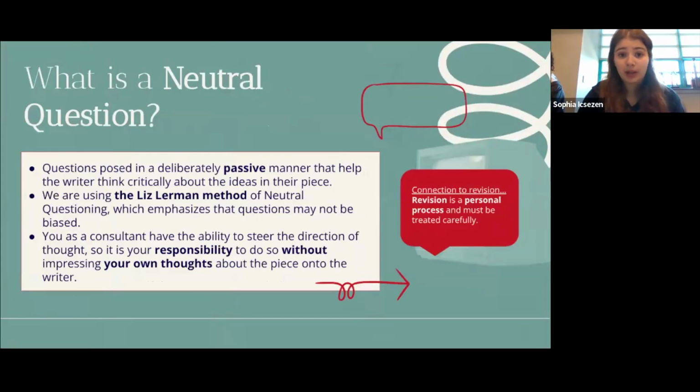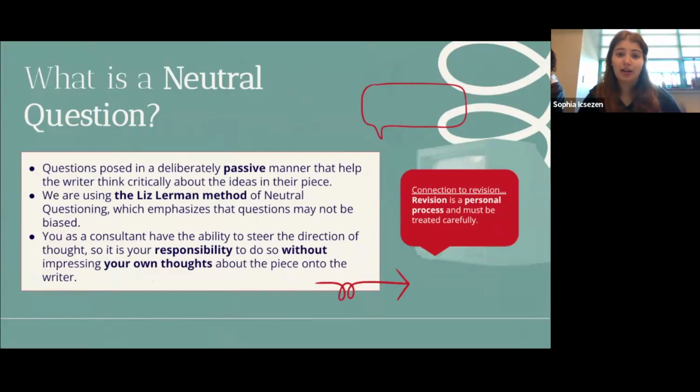Those of you not familiar with writing theory might not know exactly what defines a neutral question, but have no fear. Neutral questions are questions posed in a deliberately passive manner in an attempt to help the writer through the critical thinking process.